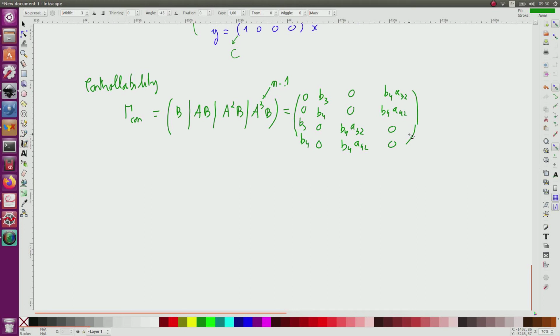Since it is square, I have to compute its determinant and check whether the determinant of the matrix M is equal to 0. Of course, I prefer that it is not equal to 0, but I check the condition where I do not have controllability. I compute the determinant, and I have something like B4 times B3 A4,2 minus B4 A3,2, and I will try to check when this can be equal to 0. Of course, B4 is not equal to 0 due to the coefficient, so I don't care about this one, and I will check this.